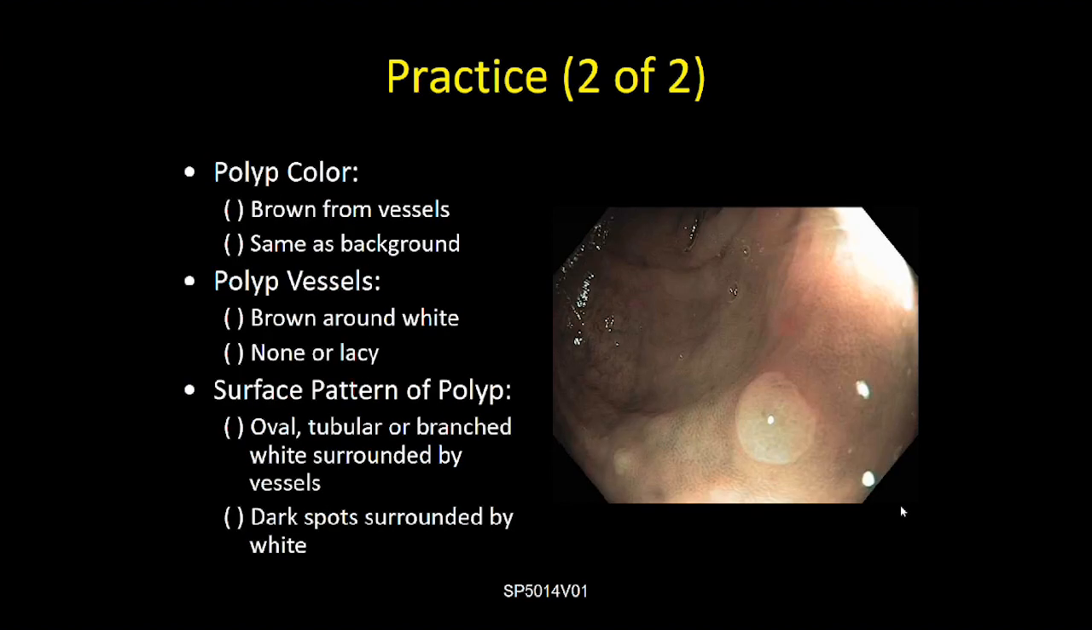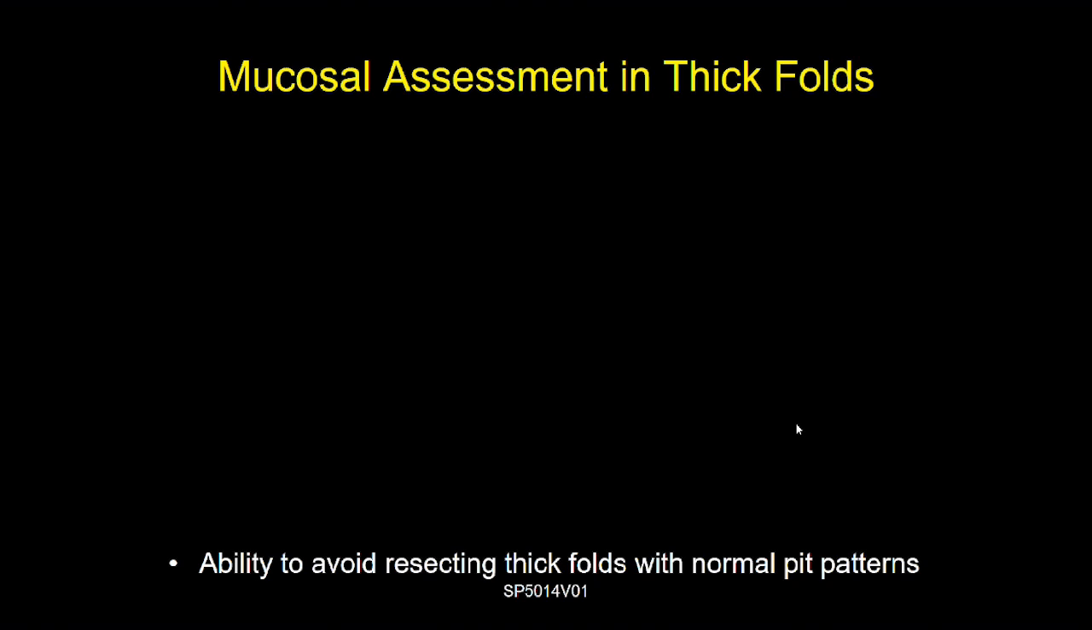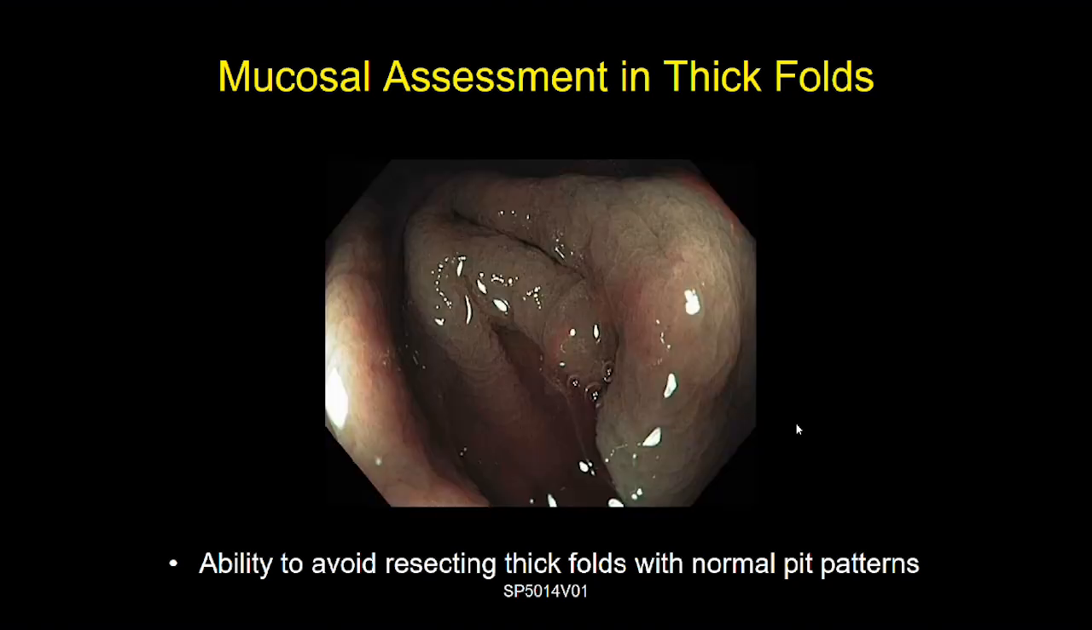Let's take another practice one. Look at this one. The color looks the same as the background. The polyp vessels, I don't really see very much. If you look carefully, maybe we have those little brown vessels there. They're either no vessels or lacy, I would say, or maybe they're little brown vessels with a white around them. You can discern it. Perhaps you'd see it better if you had a 190 scope. And then you go down to the pattern, and you see maybe the dark pattern surrounded by white in this hyperplastic polyp. Okay? Now, thick fold, the point I made before: if you see this thick fold and see that they're normal pits, you'll be much less likely to try and snare that off and perhaps just take a biopsy.